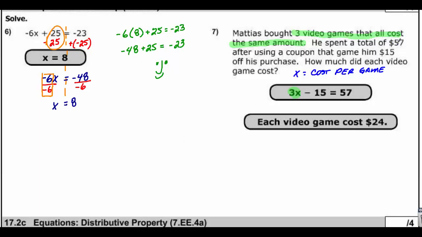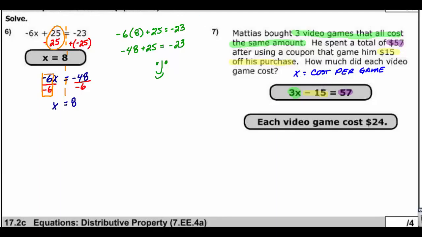He spent $57 altogether after using a coupon that gave him $15 off his purchase. So that's the minus 15. So his total cost was $57. That's the 3 games. Take away the $15 coupon.